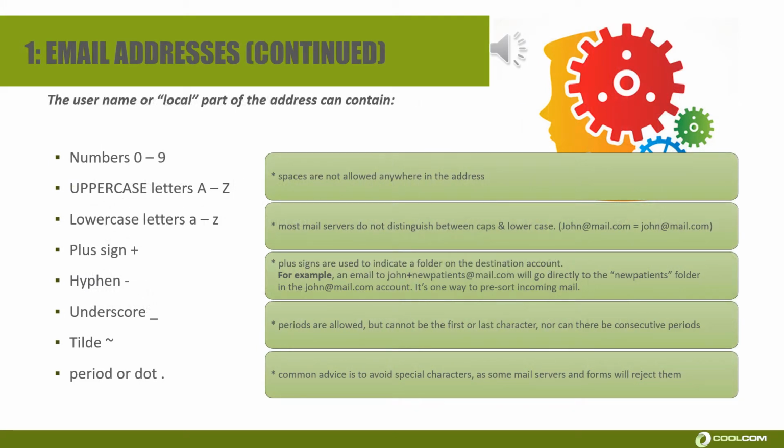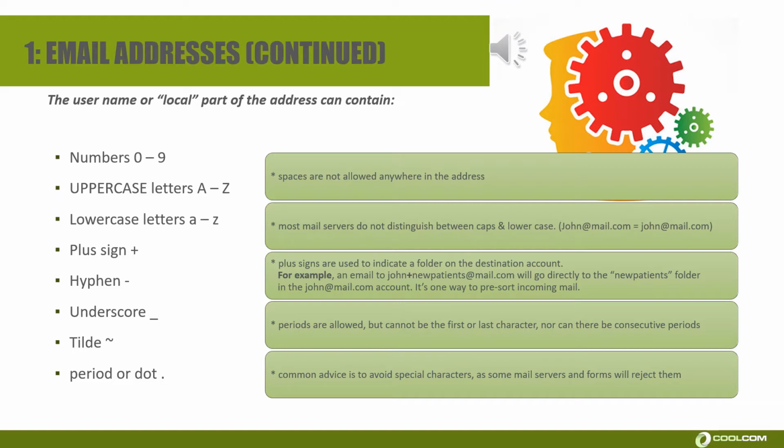Let's take a look at the username or local part of an address. This can contain numbers 0 to 9, upper and lowercase letters. Keep in mind that the server no longer distinguishes between the two. The plus sign can be used to indicate a folder on the destination account. For example, an email to John plus new patients at an email address will go directly to the new patients folder if John has that set up in his Outlook.